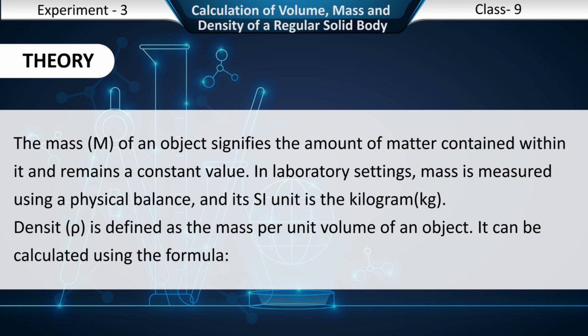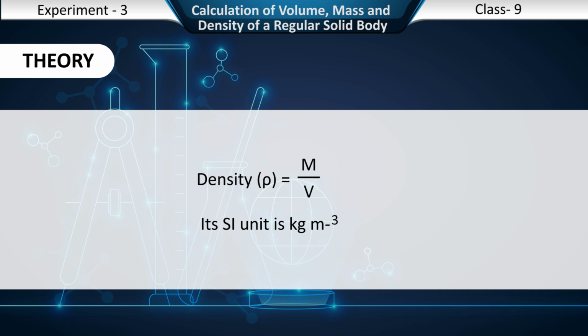The mass, m, of an object signifies the amount of matter contained within it and remains a constant value. In laboratory settings, mass is measured using a physical balance, and its SI unit is the kilogram, kg. Density, ρ, is defined as the mass per unit volume of an object. It can be calculated using the formula: density, ρ, is equal to m upon V. Its SI unit is kg m⁻³.